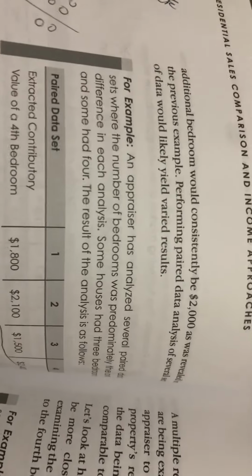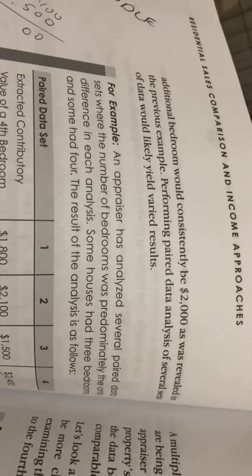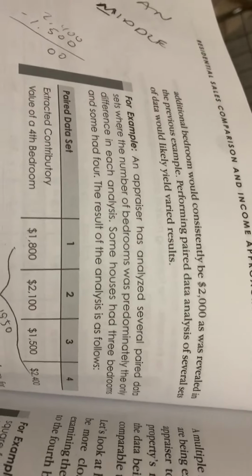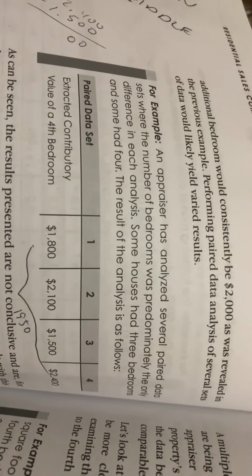Residential sales comparison and income approaches, page 72. Additional bedroom would consistently be $2,000, as was revealed in the previous example.